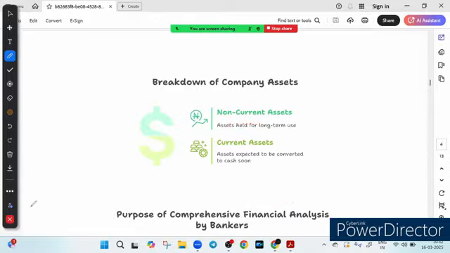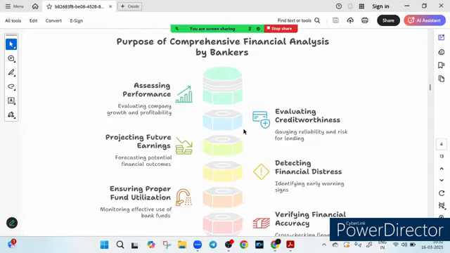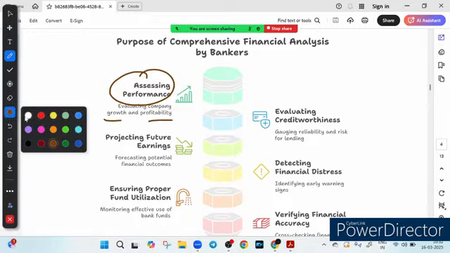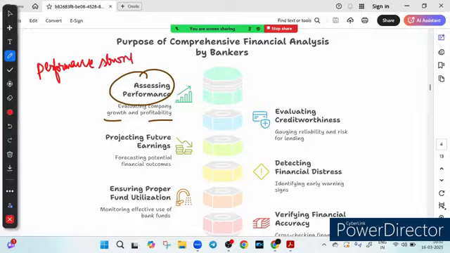Now let's look at the purpose of comprehensive financial analysis. This question was asked in the December examination. Friends, a company's financial health is like a puzzle, and bankers analyze every piece carefully before making a lending decision. The first thing they do is assess the performance. What does it mean? The first step is evaluating the growth, the profitability, and overall financial health of the company. A strong performance means a lower risk for the lender. Try to understand this point: if performance is strong, it simply means that risk is lower.